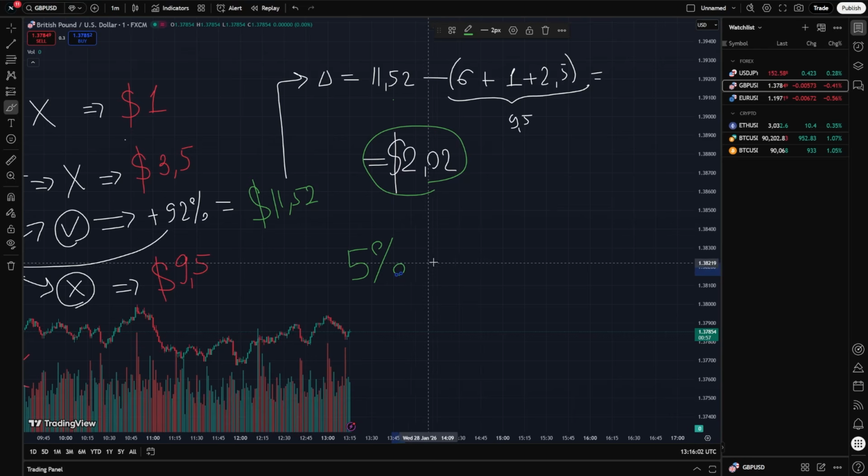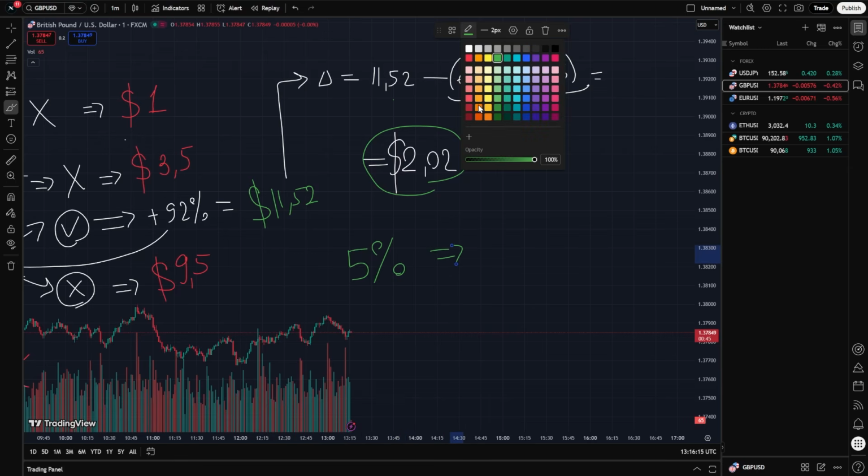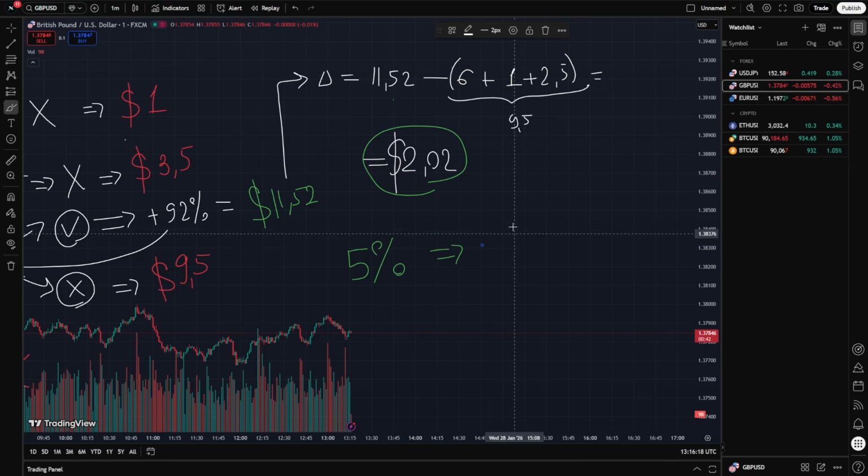I follow the rule that no more than 5% of your total deposit should be at risk in one trading session. So let's calculate this. To figure this out, we need to divide 9.5 by 0.05. 9.5 divided by 0.05. The result shows us that the minimum balance you should have for safe trading is $190.